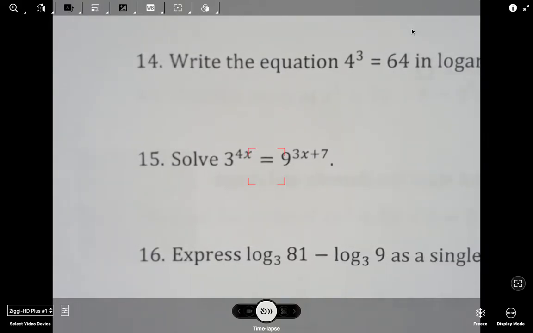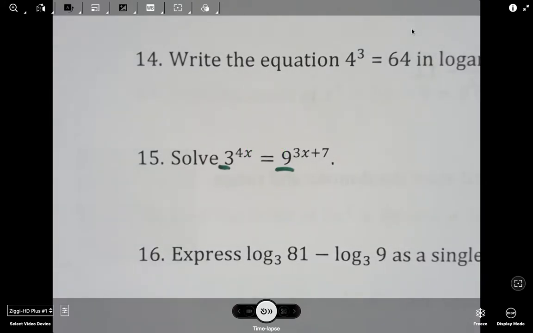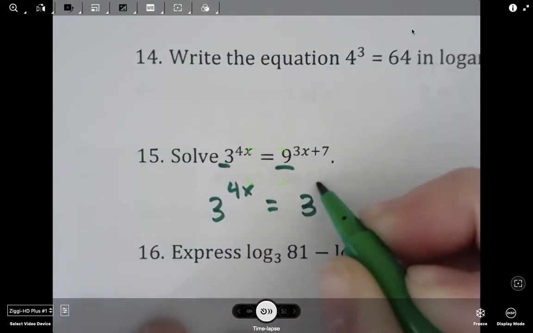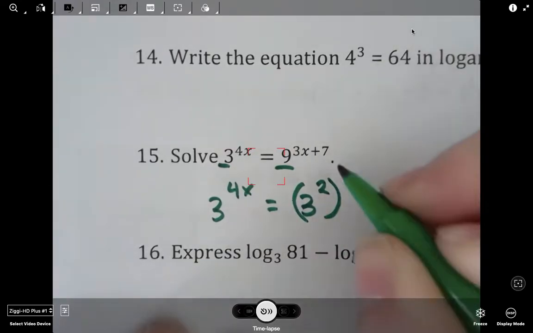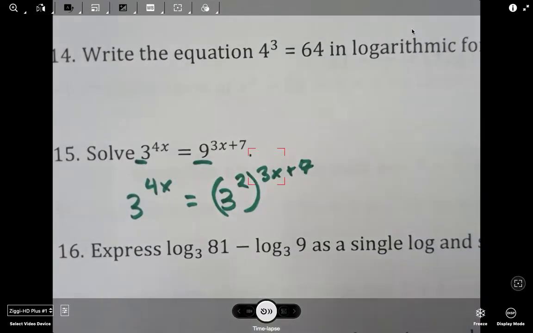All right, so on 15, your bases are 3 and 9. Okay? I want those numbers to be the same number. How do you make 9 as a power of 3? This stays 3 to the 4x power, but 9 becomes 3 squared, right? And then that is to the 3x plus 7 power. Right? Okay, now the 3's cancel out.